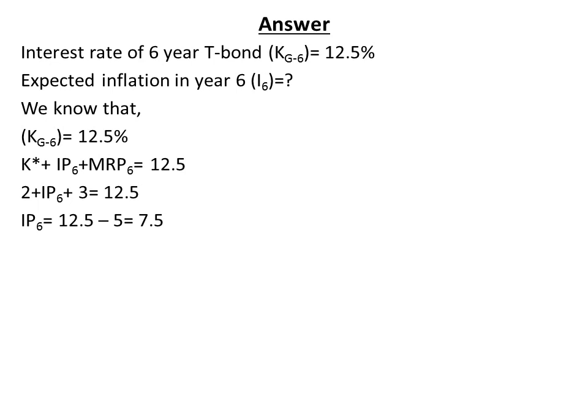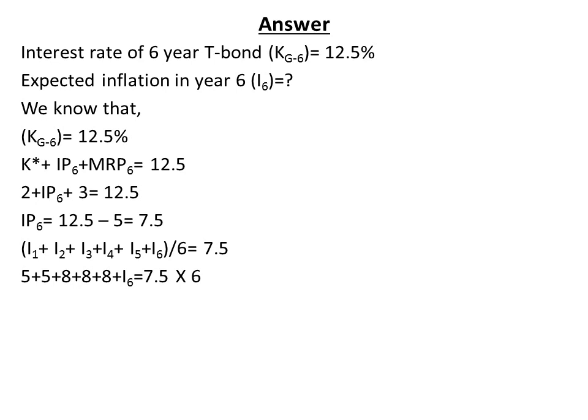Now IP6: 2 and 3 are summed to 5, and the 5 goes to the right side, so 12.5 minus 5 equal to 7.5 is our IP6. Now put in the formula of IP6 equal to I1 plus I2 plus I3 plus I4 plus I5 plus I6 divided by 6 equal to 7.5. The 6 goes to the right hand side by multiplying. Now put the values of I1, I2, I3, I4 and I5. We don't have a value of I6, so we have to calculate it.